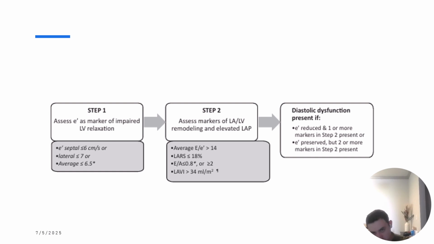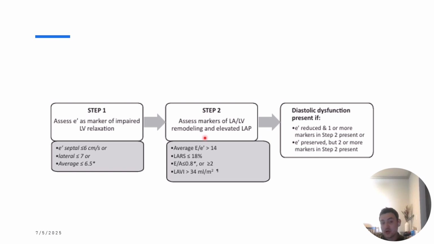The new guidelines tell you there are two steps to diagnose diastolic dysfunction. Step one: no more focusing on the four parameters, focus on the E prime. Why? Because it's a reliable marker of impaired LV relaxation. If the septal E prime is less than 6 and the lateral is less than 7, you go to step 2. By the way, we reviewed before that it was less than 7 septal and less than 10 lateral. Here we're going to see in a little bit why it is 6 and 7.